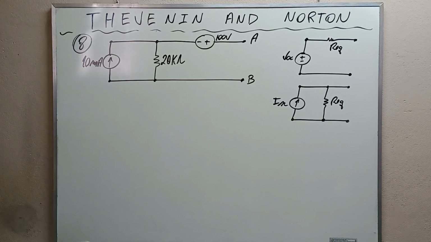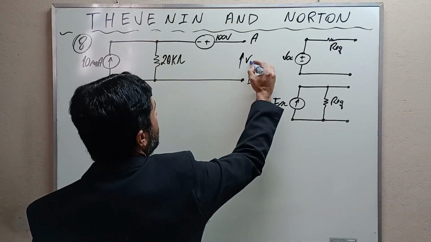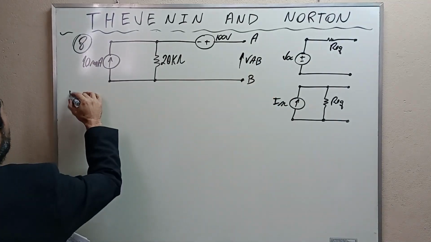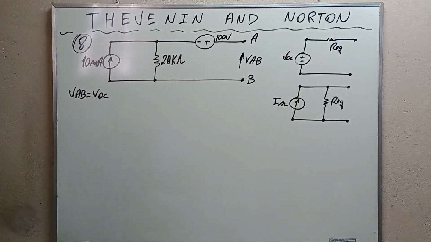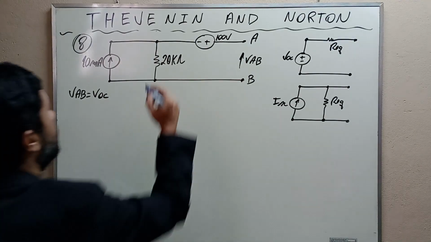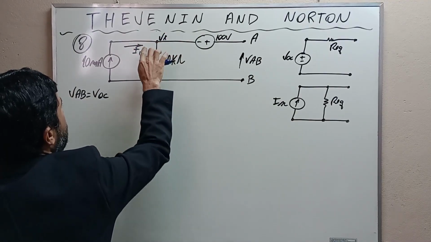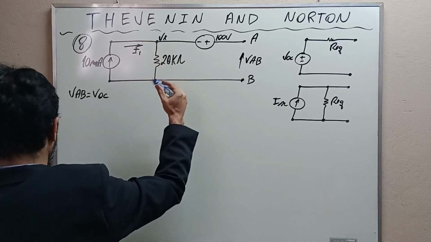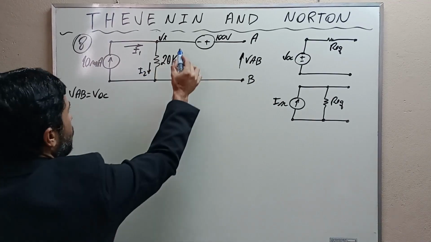And how do we calculate the open circuit voltage? We calculate the voltage here between terminals A and B, VAB. And VAB is the open circuit voltage. Alright, my friends? I'm going to use some labels to help us calculate. I'm going to call this voltage here Vx. This current here will be I1. This current here will be I2. And this current here will be I3.